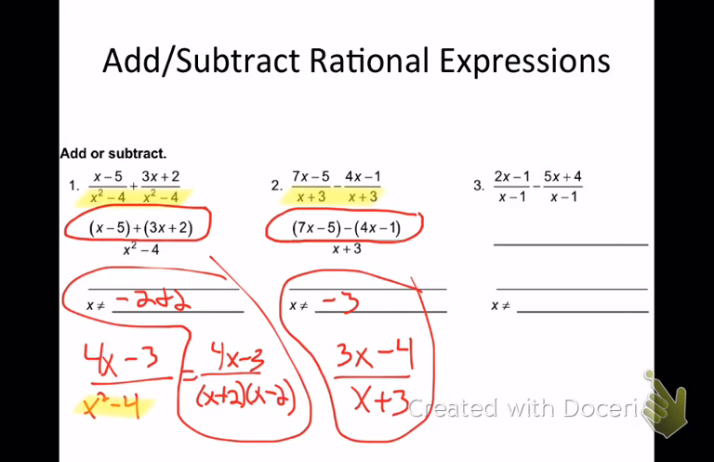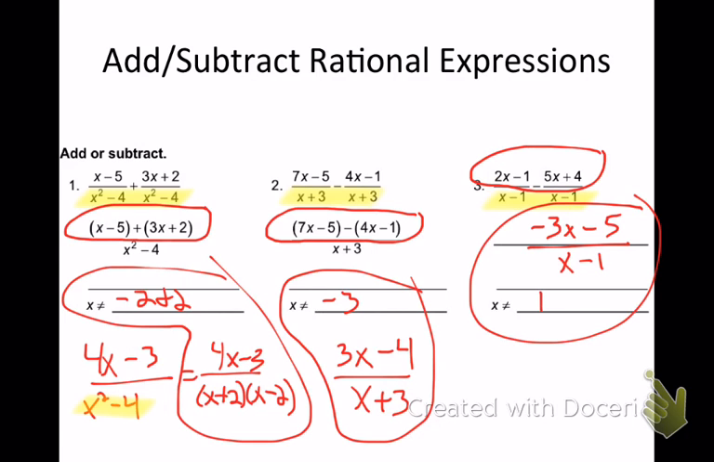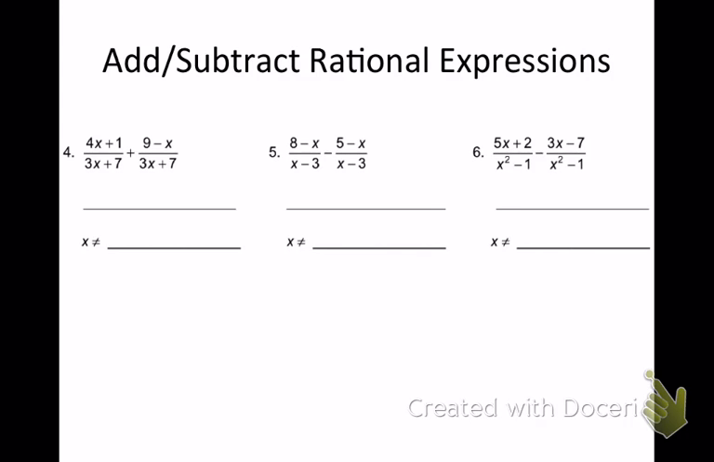Number 3. Let's look here. Are my denominators the same? Yes, they are. So I'm going to combine like terms in my numerator. What's 2x minus 5x? Negative 3x. What's negative 1 minus 4? So negative 3x minus 5, all over x - 1. And what can x not equal? 1. There's your answer right there. Take a couple seconds, try these 3 on your own.